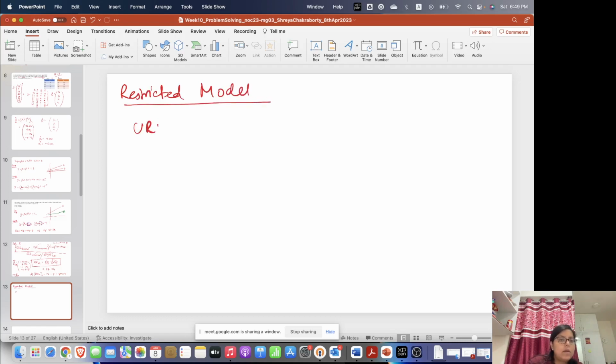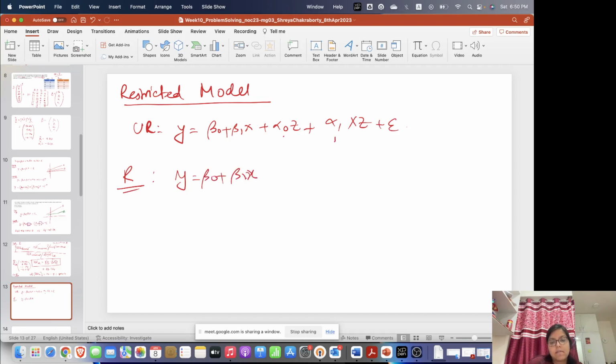So the unrestricted model was y equal to beta naught plus beta 1 x plus alpha naught z plus alpha 1 xz plus epsilon. The restricted model is where alpha naught is set to 0, alpha 1 is also set to 0. So this is beta naught plus beta 1 x plus epsilon star. Let us denote this by x star.